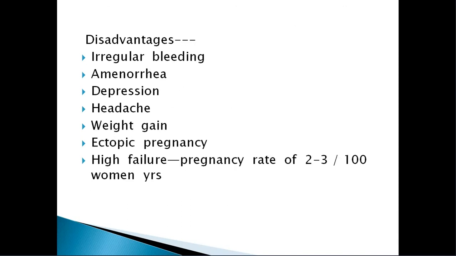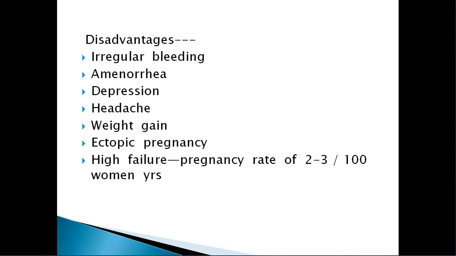Now, what are the disadvantages of the progesterone pills? They can cause irregular bleeding, because you are not giving estrogen, only progesterone. Sometimes the control of the endometrium and the menstrual cycle may not be adequate. So irregular bleeding, that is spotting and withdrawal bleeding, can occur. Amenorrhea can occur, like with OC pills. Depression and headache are also effects of progesterone. Sometimes weight gain occurs, not common, as weight gain is more with estrogen.